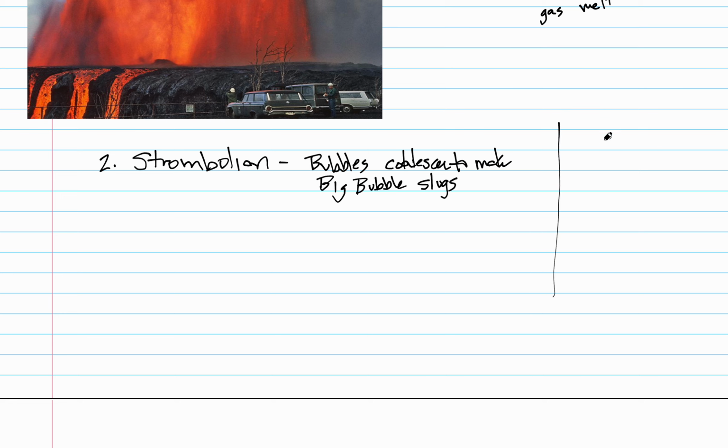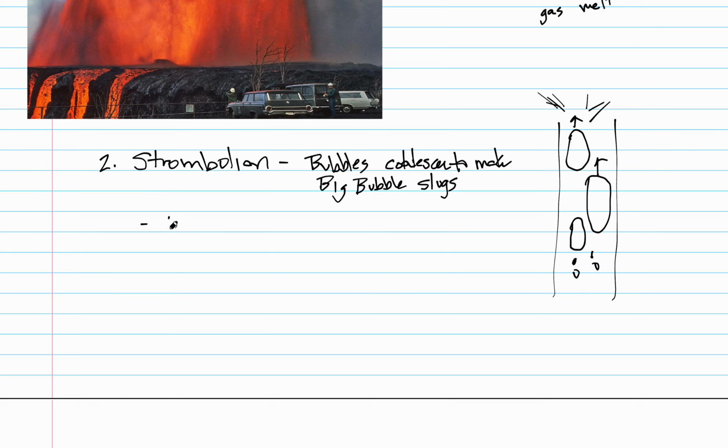To draw that, here is our conduit. And so we've got these little bubbles, and they're growing and they're mixing in to make larger bubbles, and those larger bubbles make larger bubbles, and all these bubbles are rising to the surface. And so when one of the bubbles reaches, like, let's say the top, it pops and it shoots stuff into the air. Stromboli is what this name is named after, which is a volcano in Italy.